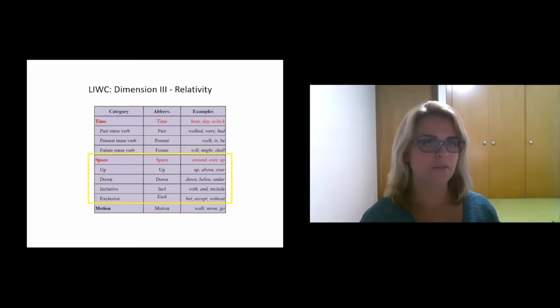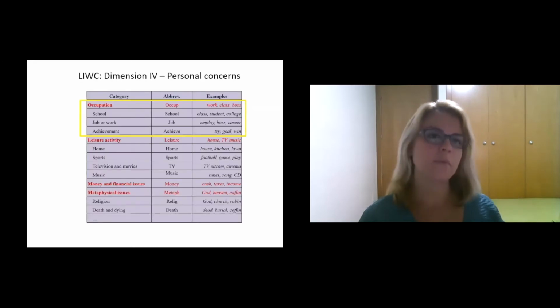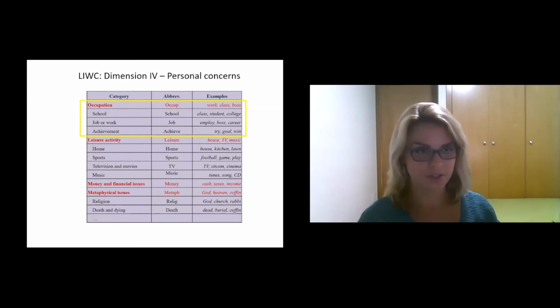Well, this would be the third dimension by Pennebaker, relativity, including this kind of features. And this would be the fourth dimension, including personal concerns in general.